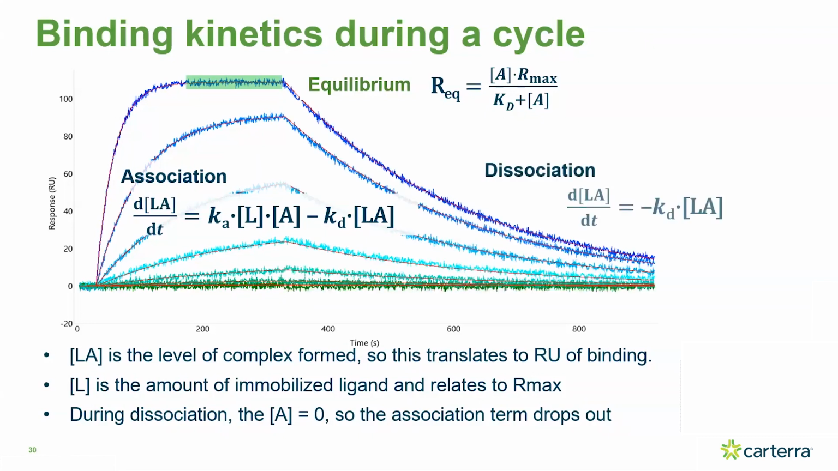Then as the concentration goes to 0, as we start flowing buffer, we have the dissociation phase, and the entire association parameter essentially drops out of the determinant, and we have this simple exponential decay based on the dissociation rate constant and the amount of complex that is formed at that time that you're measuring from.